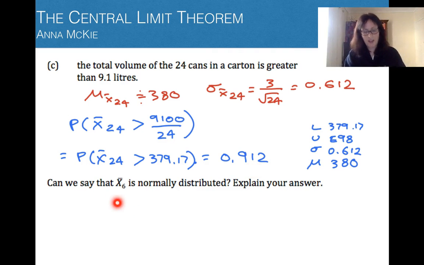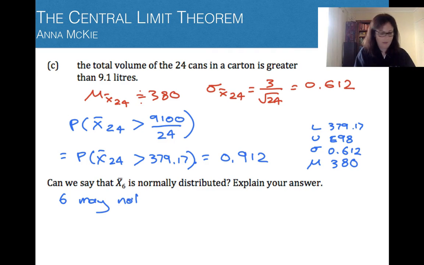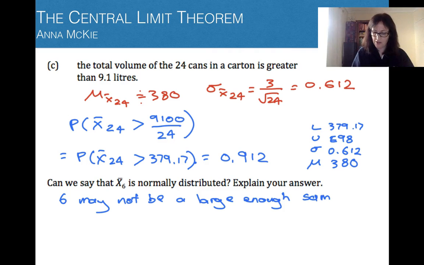And to finish off, can we say that x bar 6 is normally distributed? Explain your answer. So your brain should go, 6, well that's a small number. So initially you might say that 6 may not be a large enough sample. What number did the central limit theorem prefer us to have? 30. However, what about x? Is it normally distributed or not?